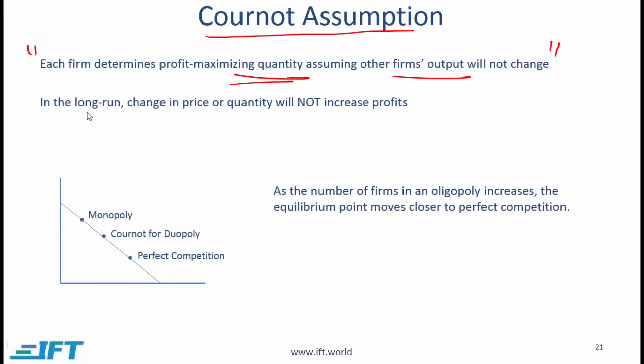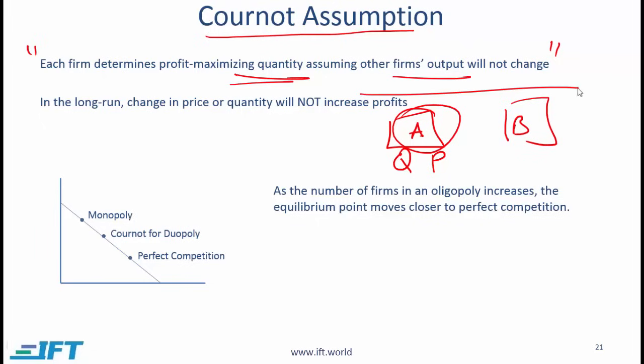Another point related to the Cournot assumption is that in the long run, a change in price or quantity will not increase profits. So if you have two companies, A and B, in the long run, this company is producing a certain quantity Q and selling at a certain price P, then in the long run, changing P or Q will not increase the profits of A. That's why we say that A is at equilibrium. And the same holds true for B. So B also is at equilibrium. And if these two firms constitute the market, then the market is in equilibrium.